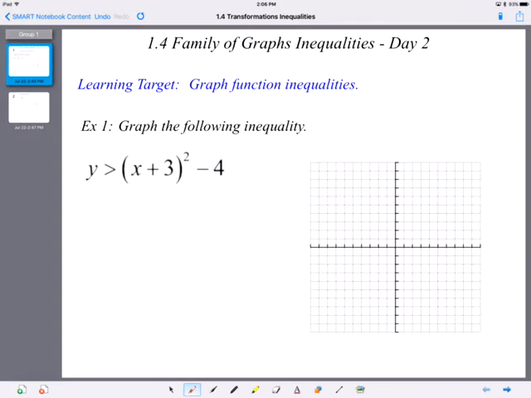So on this one, y is greater than the quantity x plus 3 squared minus 4. So what are the transformations? What's going to happen to the parent function of the quadratic? Well, if it's x plus 3, then it's x minus negative 3. So that means the graph will shift 3 units to the left. So let's write that down, 3 to the left. It also is going to shift down 4 units.